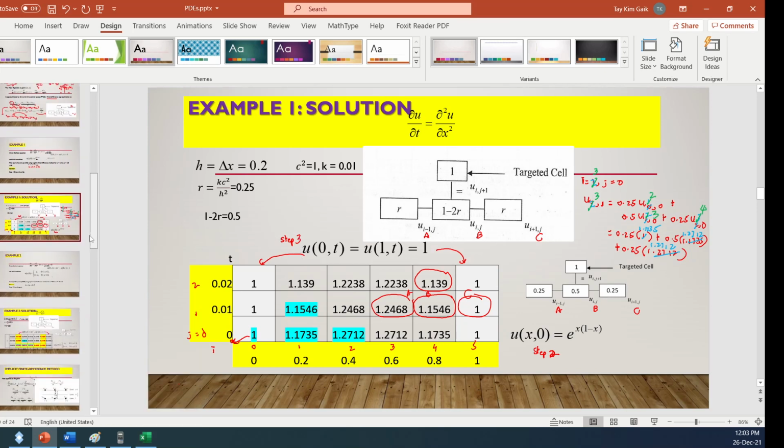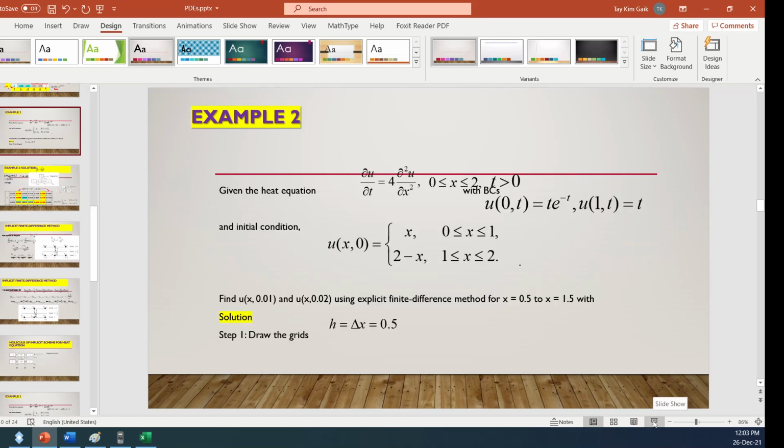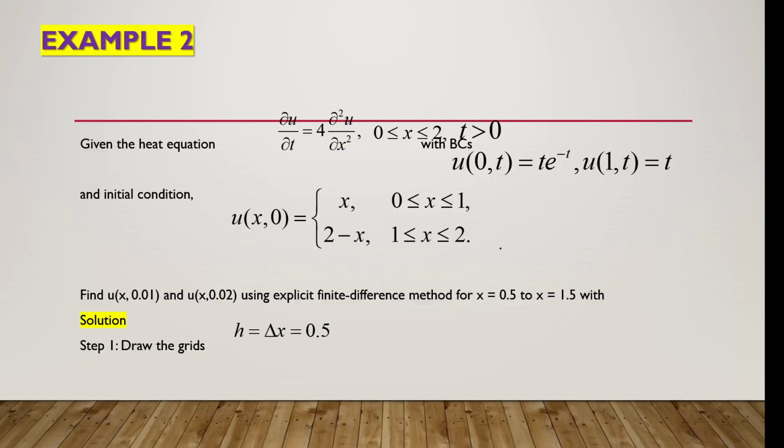Okay, if not, we go to the second example similarly. Now ∂u/∂t equals 4 ∂²u/∂x², so c squared is now 4. Solve for x from 0 to 2, t greater than 0. For the boundary condition, x goes up to 2, so this one should be 2.